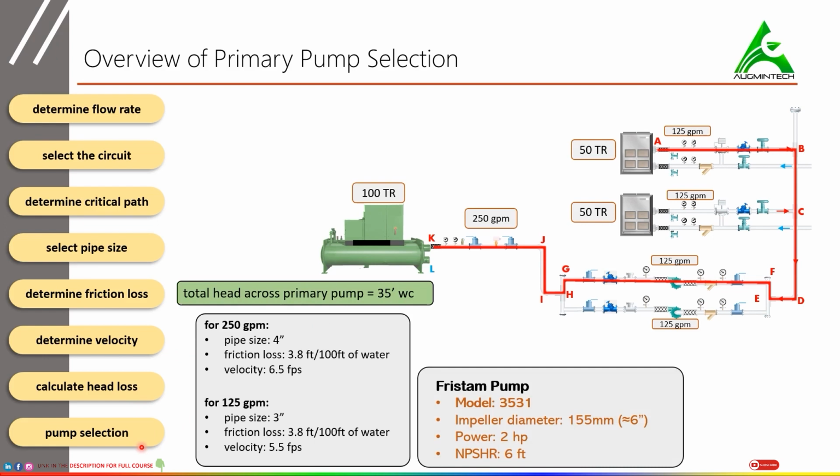Using the detailed method of pump selection using the manufacturer's catalog, we have selected the Fristrum pump model 3531 with an impeller diameter of 155 mm, which is approximately 6 inches, and the power required by this pump is 2 HP, and the NPSH required on site for this pump to function is at least 6 feet of water column. So these are the overall steps in sequence that we have to follow in order to size the pipe and select the pump. This same method and sequence will be followed for pipe sizing and pump selection of the secondary pump circuit or condenser pump circuit.